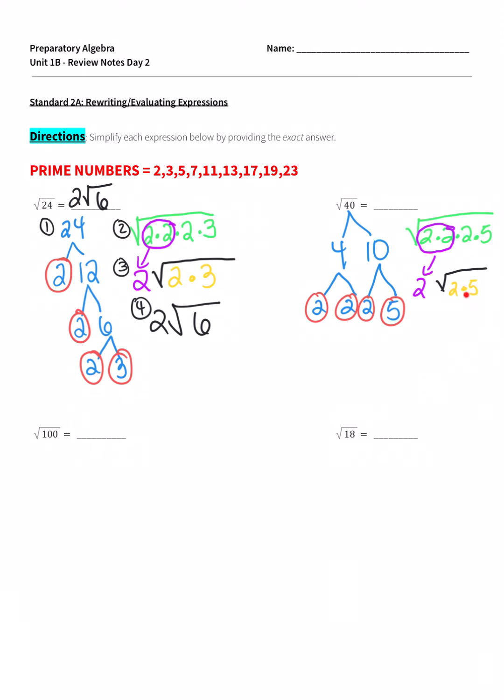If I look inside here, I have 2 numbers, 2 times 5. In order to be done simplifying, I must multiply those together. So my answer would be 2 square root 10, because 2 times 5 is 10.